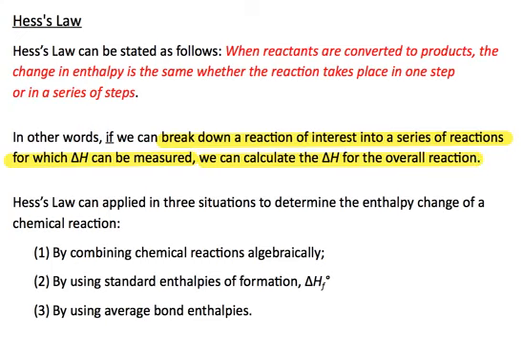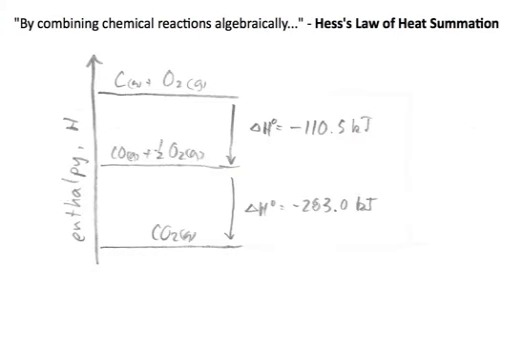As I said, there's three different permutations of Hess's law. We're going to look at this first one today, combining reactions, chemical reactions, algebraically. And we'll look at a couple others in the next videos. That's using something called the standard enthalpy of formation, and we'll use bond energies. So let's get on to this first one, combining reactions algebraically. This is known as Hess's law of heat summation. And so this little diagram, I think, illustrates this nicely.